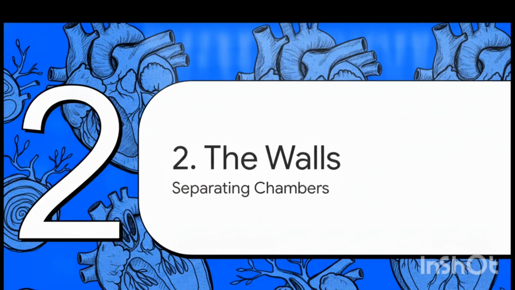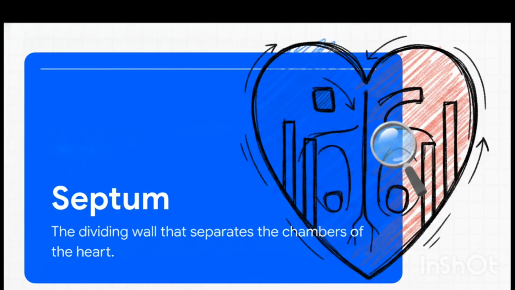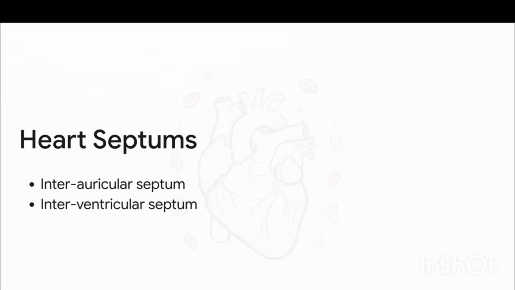Section 2. The walls, separating the chambers. Obviously, you can't have separate rooms without something dividing them, right? Otherwise, everything would just mix together, and structurally, well, that would be a complete disaster for our bodies. The crucial architectural element here is the septum. A septum is really just the dividing wall that separates the chambers of the heart. Whenever you hear that word, I want you to picture a really sturdy, internal, load-bearing wall keeping 2 spaces perfectly distinct. And of course, those walls have specific names based on exactly where they are in our floor plan.